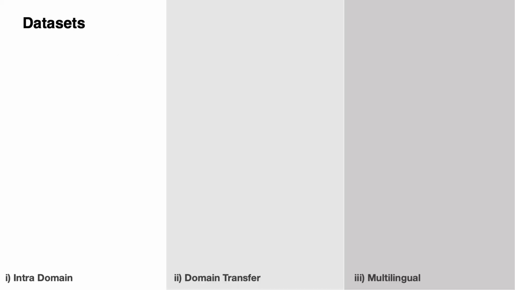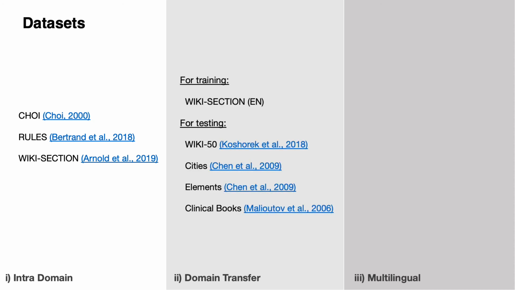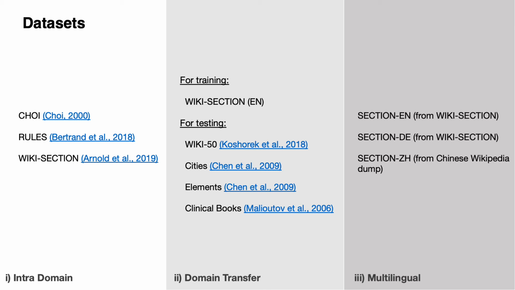For the 3 evaluation settings, we use different datasets for model training and testing. For intra-domain, we train and test our model on Choi, Rus, and the English subset of the wiki section respectively. For domain transfer, we train models on the English wiki section and test them on 4 real-world benchmarks which are widely used in previous work. For multilingual experiments, we train models on the English and German versions of the wiki section, as well as collect a set of Chinese wiki articles from the Wikipedia dump.